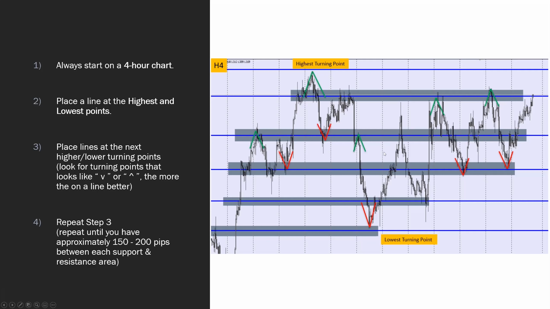All right, so things to remember: start on the H4 time frame, place a line at the highest point and the lowest point, and then start identifying turning points in between those highest and lowest points until you have 150 to 200 pips in between those areas. Remember, your support resistance zones should be no more than 50 pips.